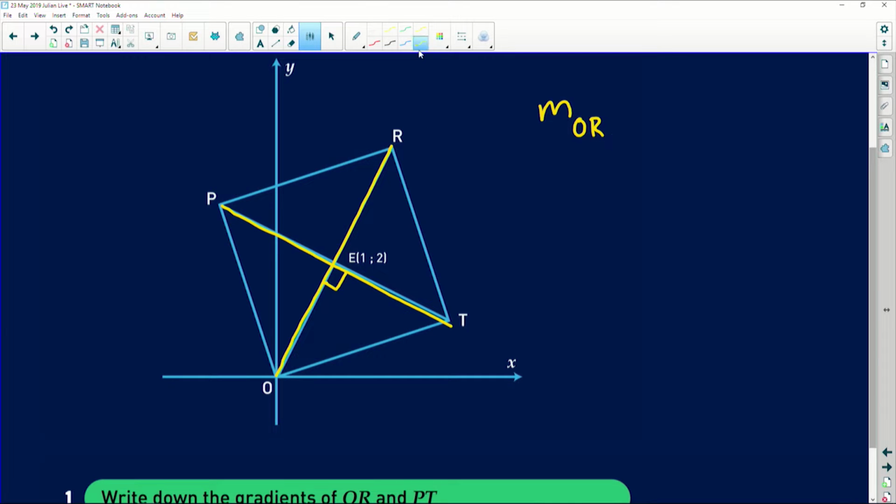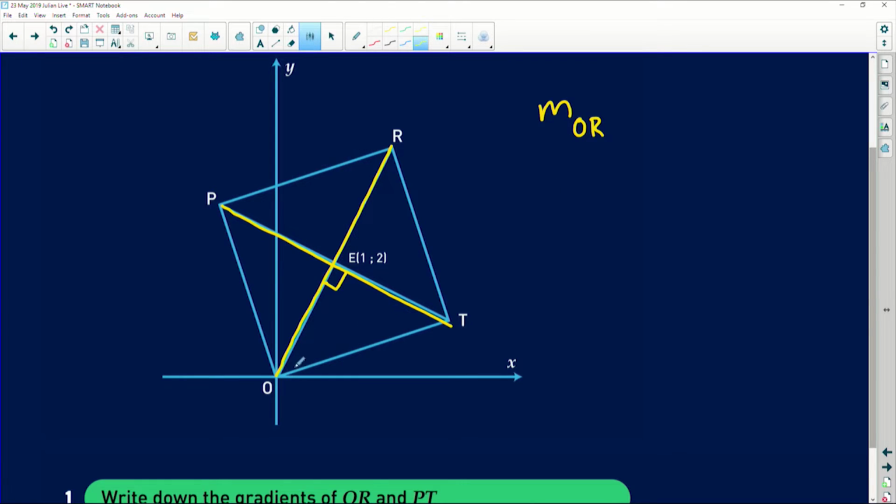On my diagram, to get OR, I have the point (1;2) that's given to us, and I have the point O. There are ways we can avoid using the gradient formula, y2 minus y1 divided by x2 minus x1. Because I'm coming from the origin, I can do a change in y versus a change in x to find the gradient of that line. That's what I'm going to do now.